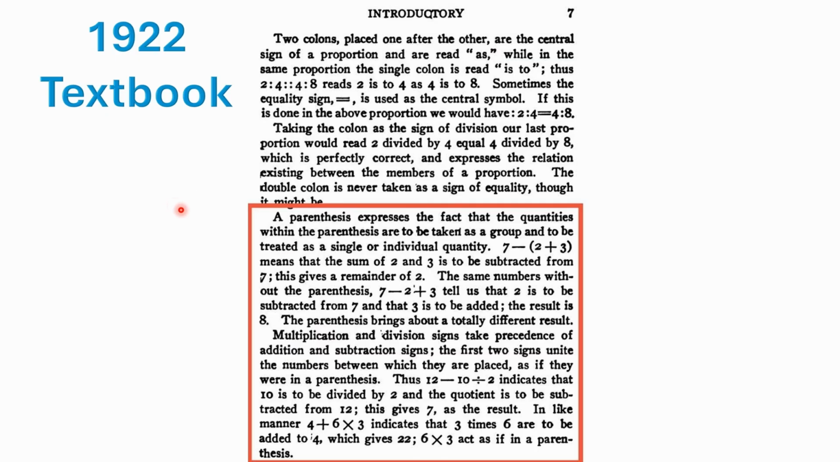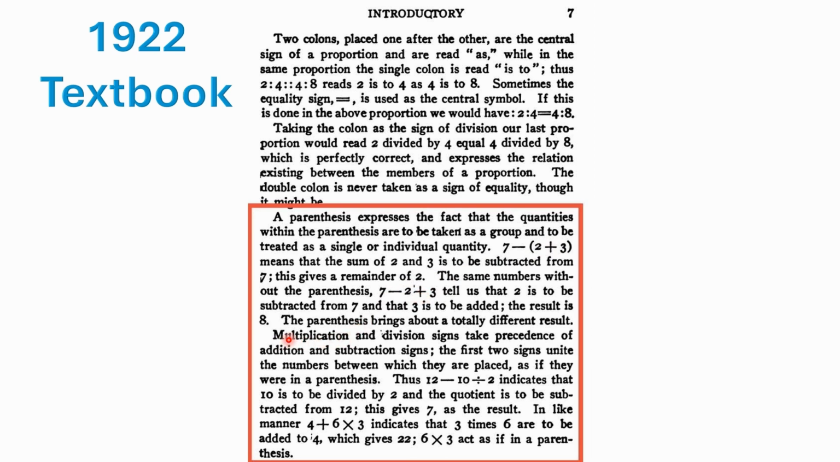This is from a 1922 textbook. A parentheses expresses the fact that the quantities within the parentheses are to be taken as a group and to be treated as a single or individual quantity. 7 minus the quantity 2 plus 3 in parentheses means that the sum of 2 and 3 is to be subtracted from 7. This gives a remainder of 2. The same numbers without the parentheses, where we have 7 minus 2 plus 3, tell us that 2 is to be subtracted from 7 and that 3 is to be added. The result is 8. Notice how putting parentheses around the addition makes us do the addition first. If we don't have the parentheses, we get a completely different answer.